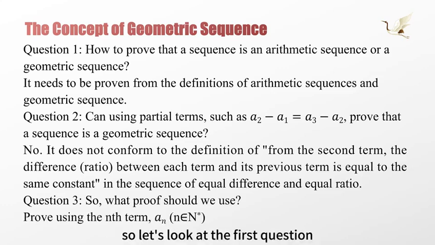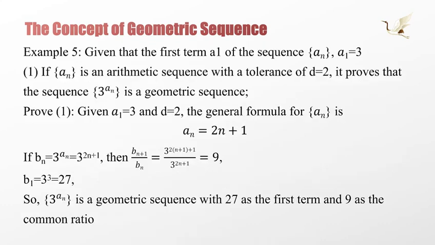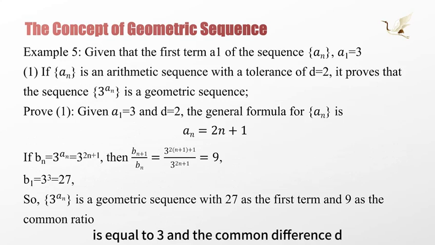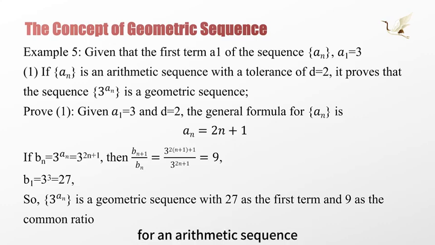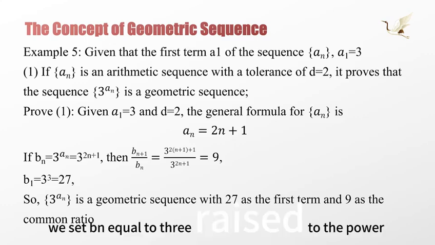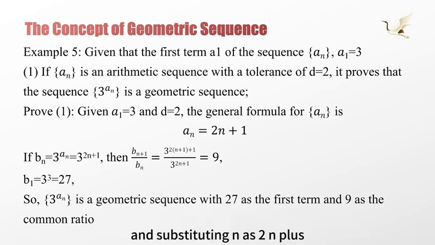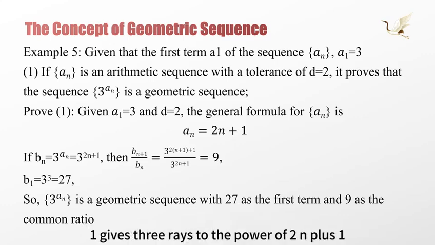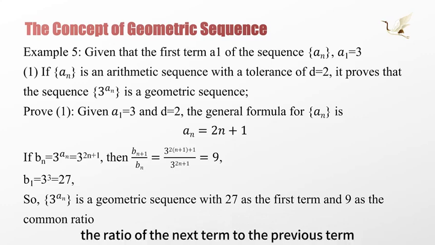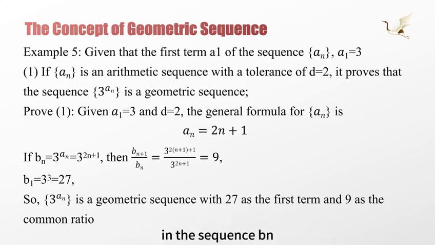So let's look at the first question. Since we know that the first term, a1, is equal to 3 and the common difference d is equal to 2, we can write an as 2n plus 1 according to the general formula for an arithmetic sequence. We set bn equal to 3 raised to the power of an, and substituting an as 2n plus 1 gives 3 raised to the power of 2n plus 1. Therefore, consider the ratio of the next term to the previous term in the sequence bn. After substituting the formula, we can calculate that it equals 9.